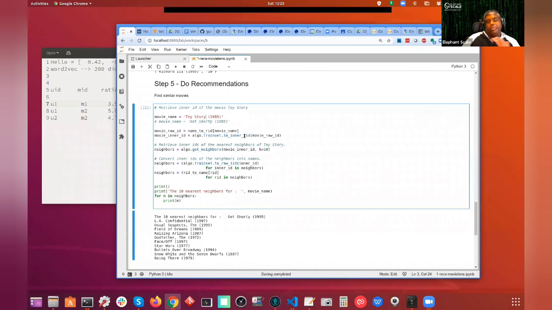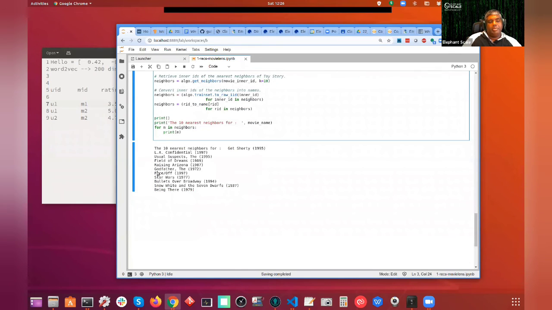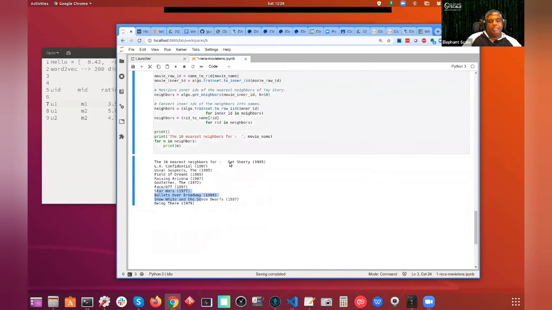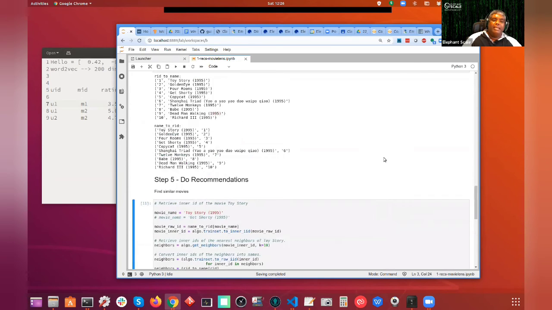Again, imagine this like a vector space, where these movies are points. If you like one movie, you want to find the one that's closest to the movie you're looking for. You can see these are pretty good recommendations. If you like Get Shorty, these are the movies you will like. You can play around with this one. It's a really fun data set, and that's recommendation.